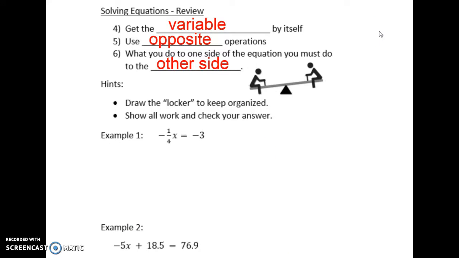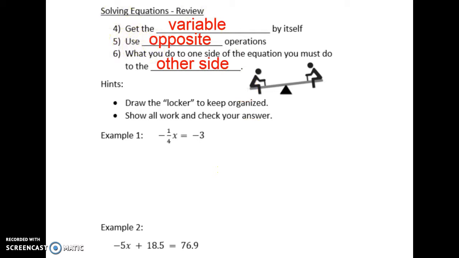The note sheet starts out talking about when you're solving, your main goal is to get the variable by itself. The variable, remember, is your letter. So the first equation we have x, the second equation we have x, so x is a very common letter to be working with, and that's the goal, get the variable by itself.